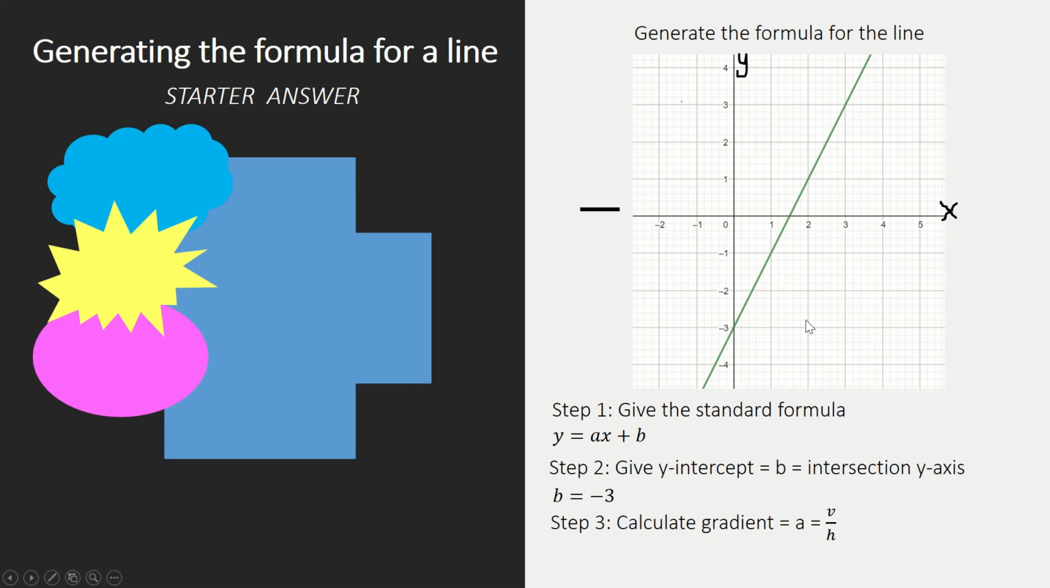Your third step is to calculate the gradient. There is a standard formula for calculating the gradient. You should always do vertical divided by horizontal. The gradient tells us how steep a line goes.